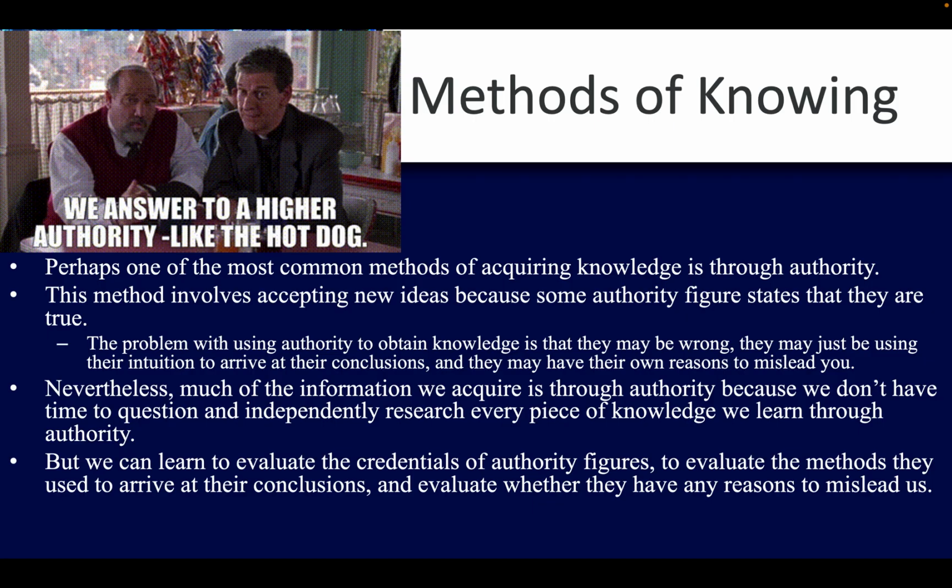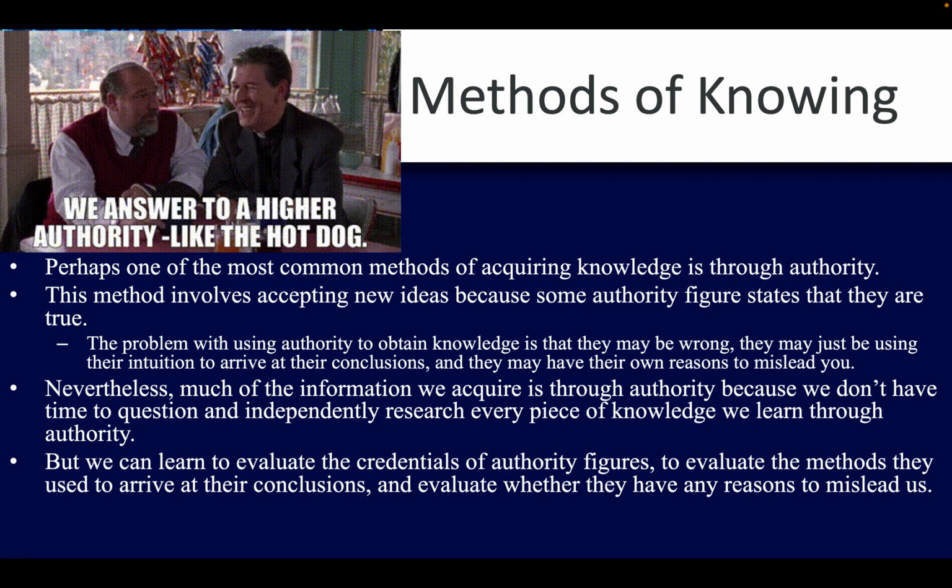Perhaps one of the most common methods of acquiring knowledge is through authority. This method involves accepting new ideas because some authority figure states that these ideas are true. The problem with using authority to obtain knowledge is that they may be wrong. They may just be using their intuition to arrive at their conclusions, and they may have their own reasons to mislead you. Nevertheless, much of the information we acquire is through authority because we don't have time to question and independently research every piece of knowledge we learn through authority.